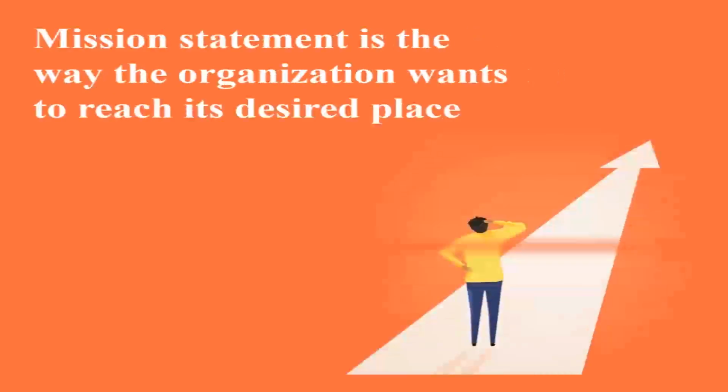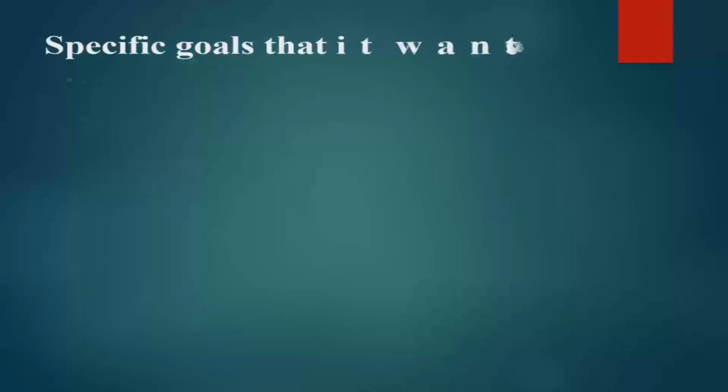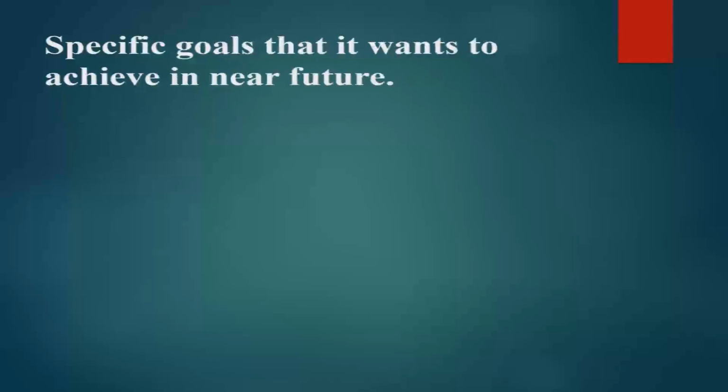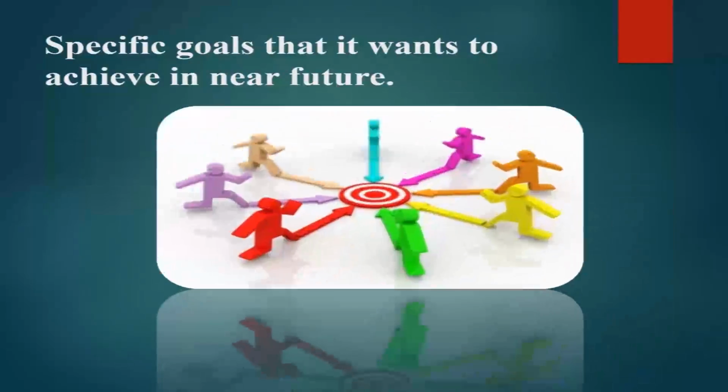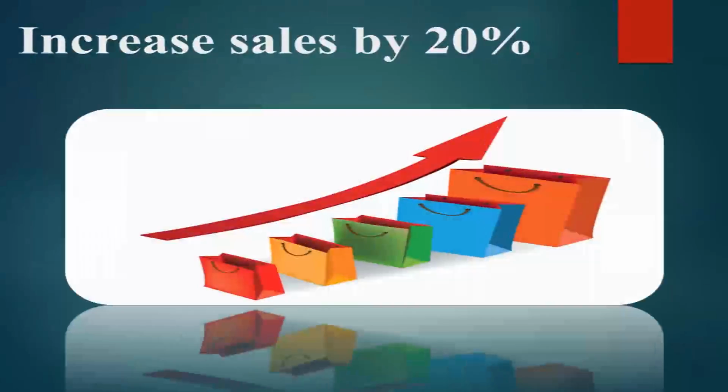A mission statement is the way the organization wants to reach its desired place and paves the way for strategy development of an organization. Along with this, the organization also sets its objectives. Objectives are the specific goals that it wants to achieve in near future. An example of objective can be to increase sales by 20% in the coming year.